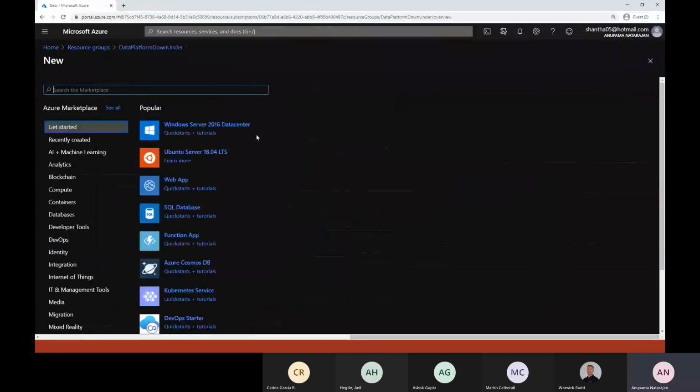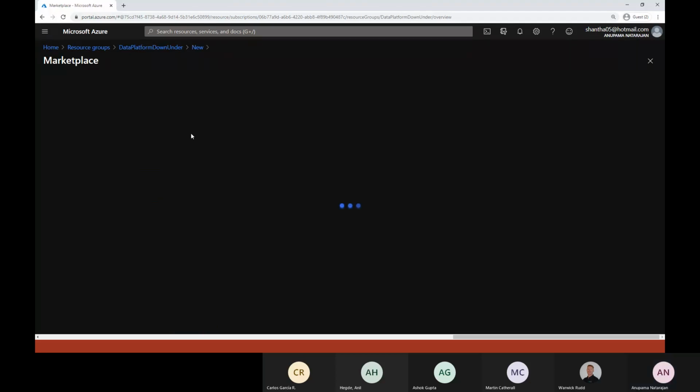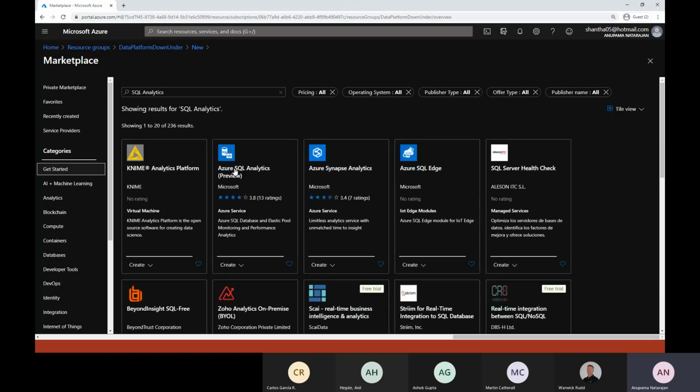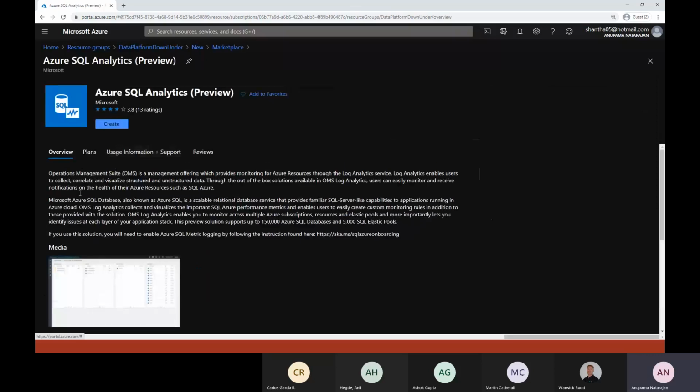So SQL Analytics, again, you can go to the marketplace and look for SQL Analytics. So this is actually going to bring the SQL Analytics service that is available on the marketplace. And again, it is in preview mode. As you can see here, this is a management OMS offering, which allows you to monitor all your Azure resources, especially the SQL resources. This can be your Azure SQL database, your managed instances, and even your Elastic pools.